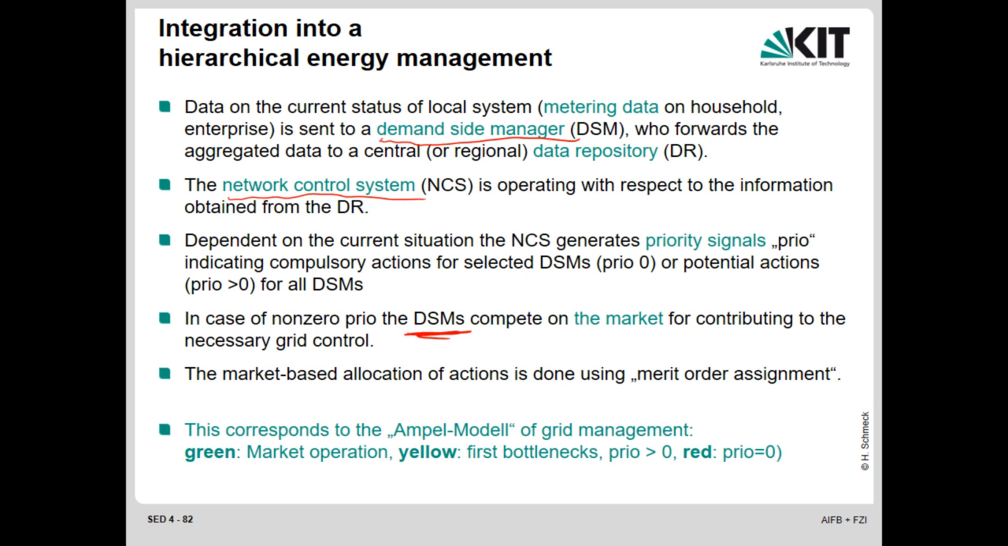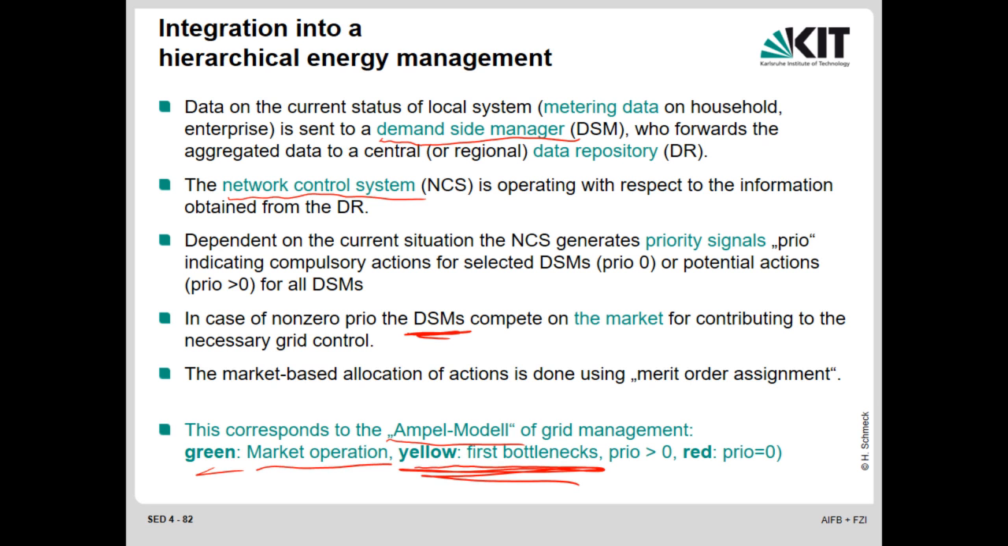What is currently being developed is something called the Ampel model, or the traffic light model of grid management, where we have three different situations. We have a green situation, where the market can operate and we can do everything on the market. There are no bottlenecks in the system. Then a yellow situation would be a situation where we have some bottlenecks.